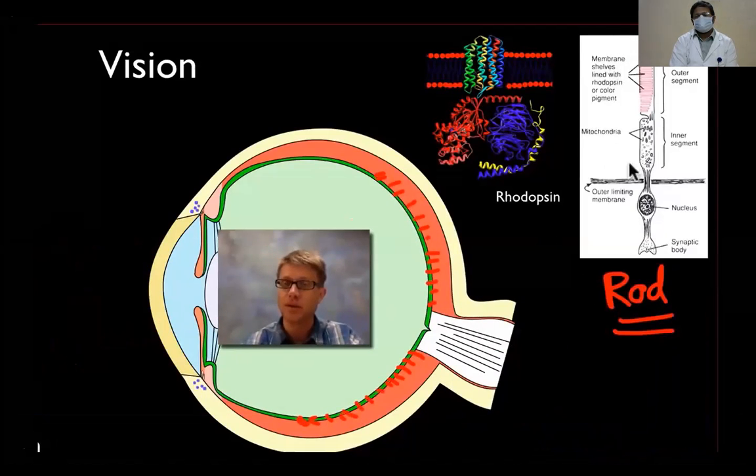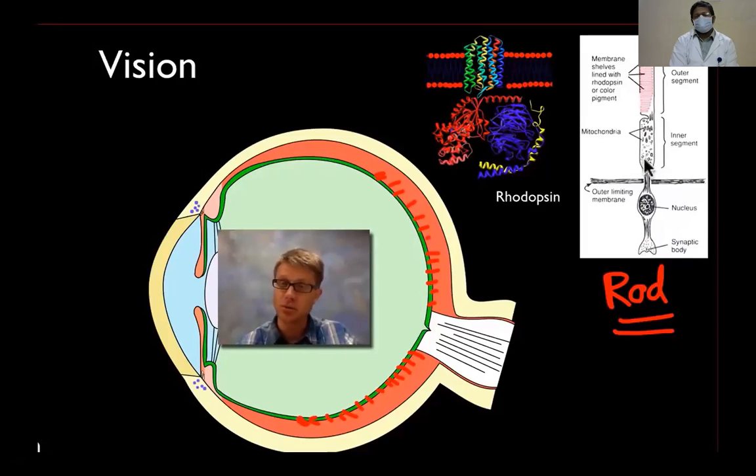A rod is going to pick up light. Basically down here, it's just like a neuron, but we've got a sensory portion to it. You can see that there's a synapse here, and then that's going to send the signal to cells that'll go through the optic nerve and eventually to the brain.